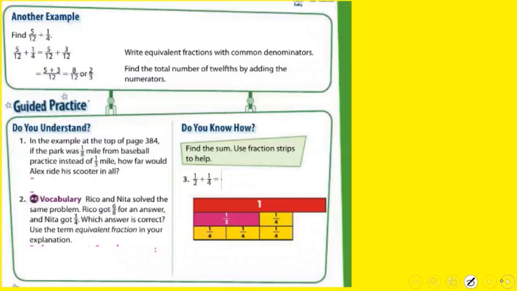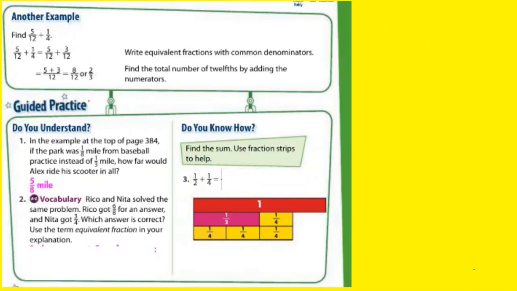Question number 1. In the example at the top of the page, if the park was 1 over 8 miles from baseball practice, instead of 3 over 8 miles, how far would Alex's ride be in all? 5 over 8 miles.